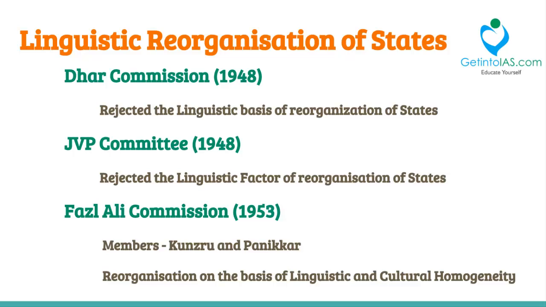That was rejected by the Dhar Commission in the year 1948. Next, a committee called the JVP Committee was formed in 1948. This committee also rejected the proposal. Finally, in 1953, the Fazal Ali Commission recognized this basis of reorganizing the states on the basis of linguistic and cultural homogeneity. That is how the linguistic reorganization of states came about.